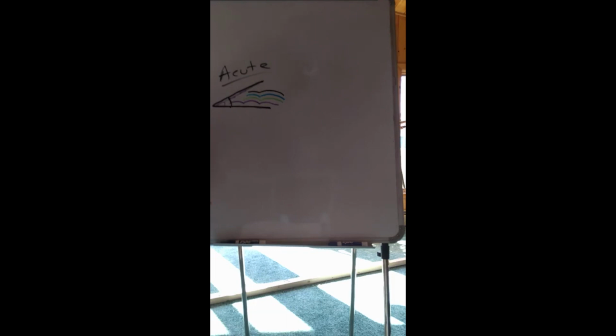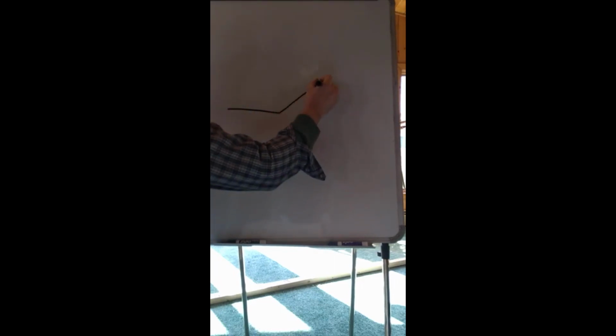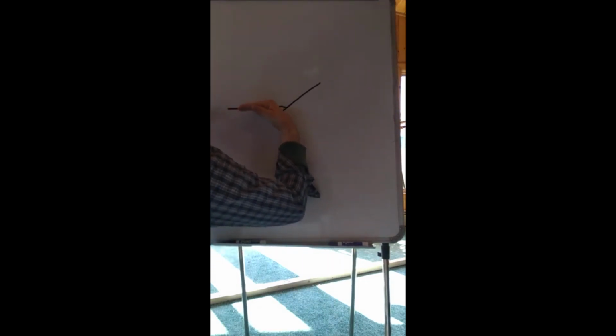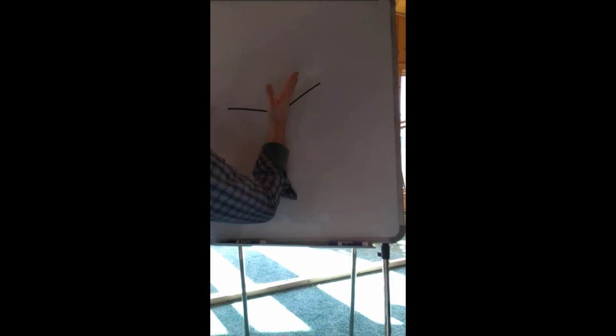Now, what I decided to do, I decided to make an obtuse angle. So what I want to do is this. So it's an obtuse angle. So you start at 0, you go up, up, up, you reach 90, but you keep going beyond to 120.